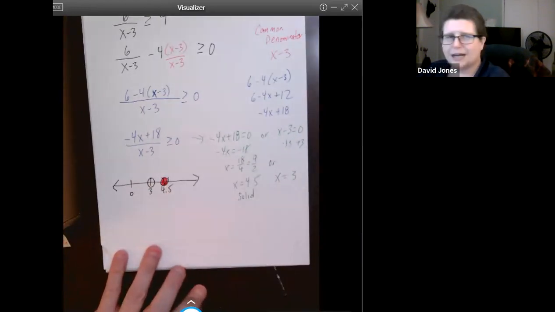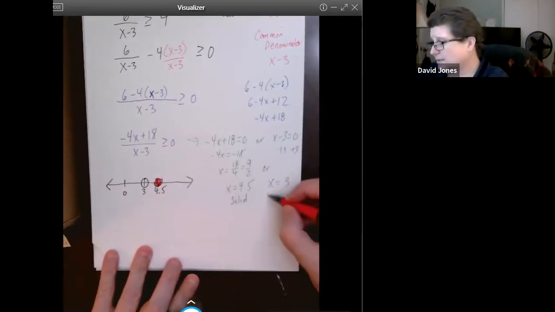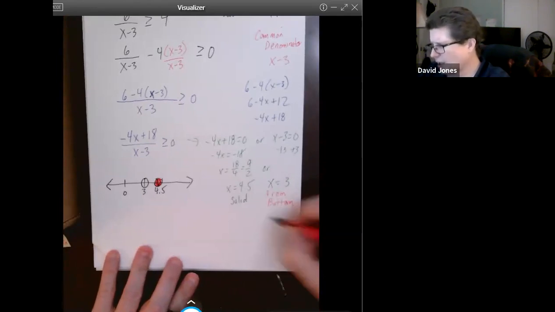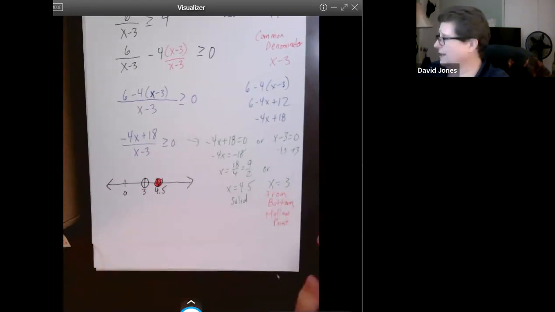3 is a critical value from the denominator. It's from the bottom. It gets a hollow point. So I'm going to leave it empty.